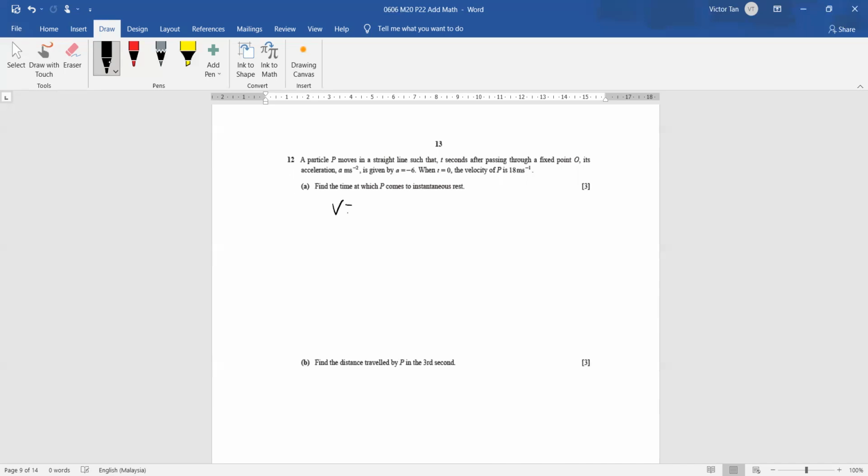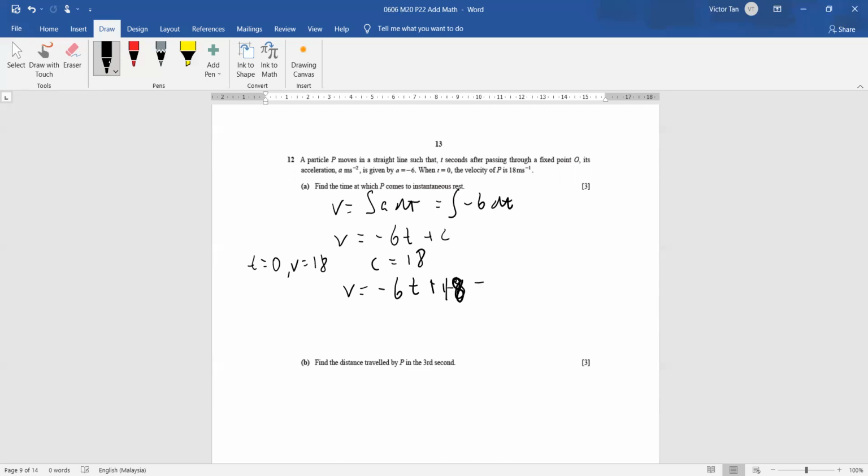To find v, v is the integral of a dt. So integrate minus 6 dt. So v equals minus 6t plus c. It's given that when t equals 0, v equals 18, so c equals 18. So v equals minus 6t plus 18. Instantaneous rest is 0. So here you have t equals 3. That is the solution. That's the time.